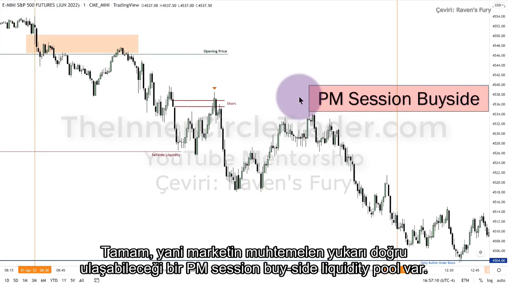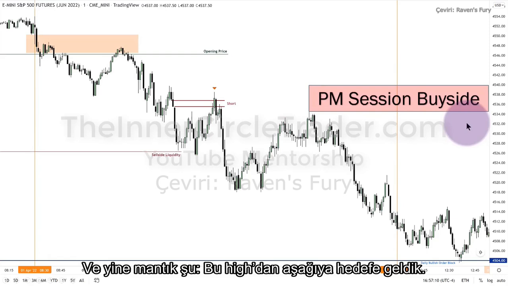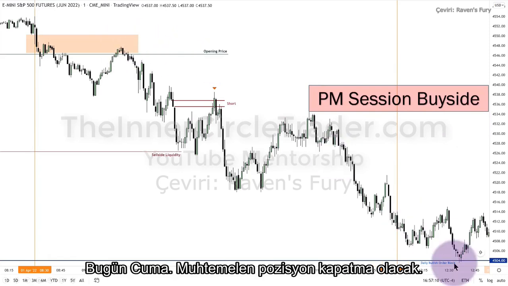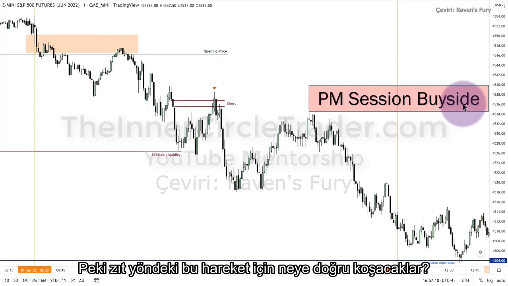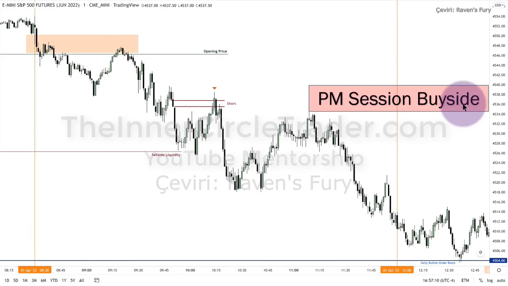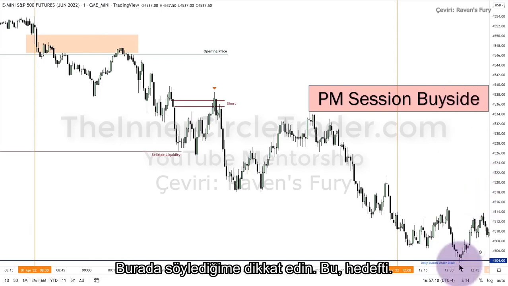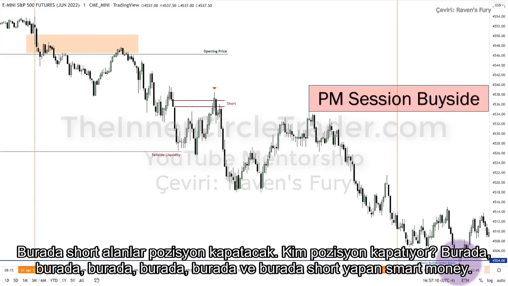So we have a PM session buy side liquidity pool that the market could likely reach up into. And again, the logic is we moved from this high down to a target. It's Friday. There's probably going to be position squaring. They're going to want to take the market back higher. So what are they going to reach for as an opposing move? Notice what I'm saying here. This was the target. There's going to be short covering.